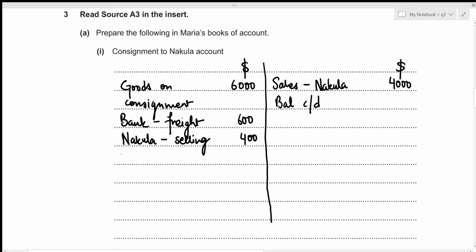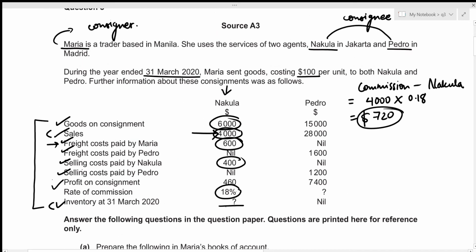We have Nakula, and this is his commission, and we figured it out to be 720. Okay, now finally we can record our profit on consignment as well, which amounted to 460. And profit is always recorded on the debit side, but if it were to be lost on consignment, that would have been recorded on the credit side. Let's do that.